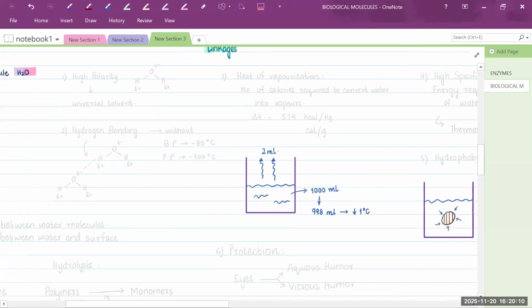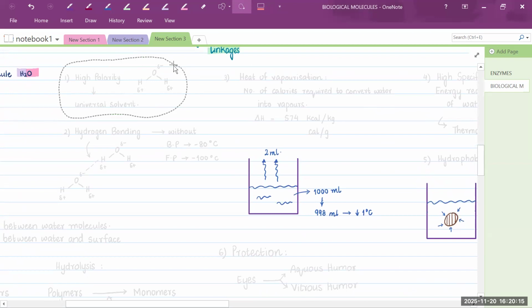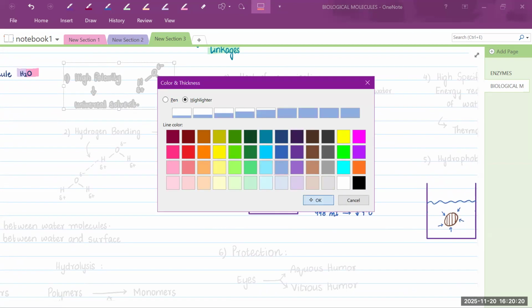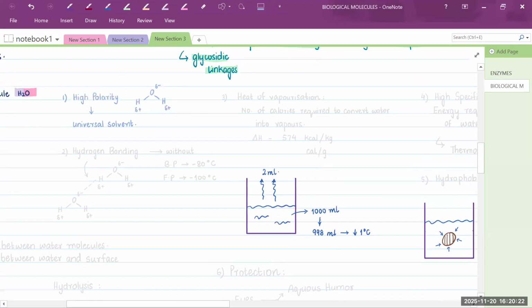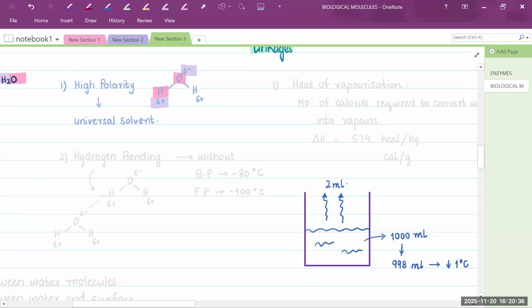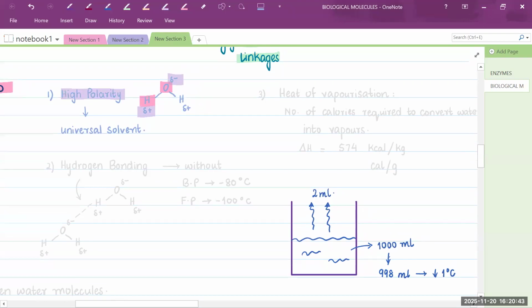Now we'll see the properties of water. There are around 6 properties, and we'll start first with high polarity. What is meant by high polarity? High polarity means that we have oxygen here, which is more electronegative than the hydrogen. So we have a partial positive charge with hydrogen and a partial negative charge with oxygen. And also because of this high polarity, water acts as a universal solvent too.